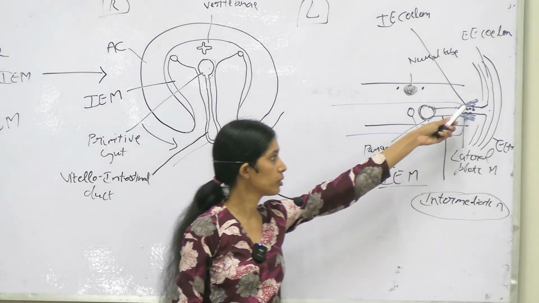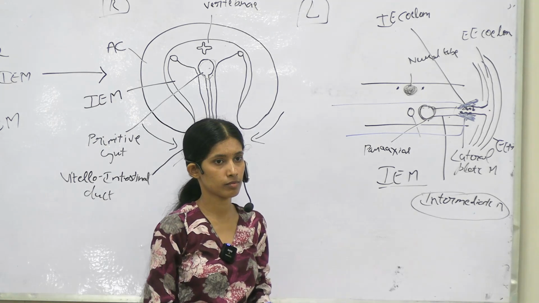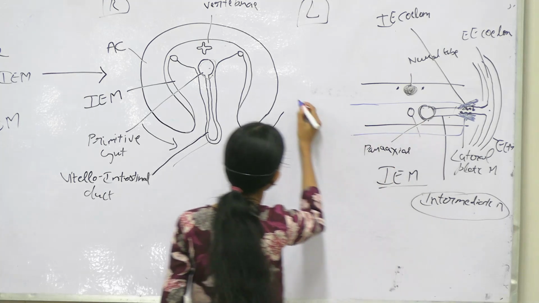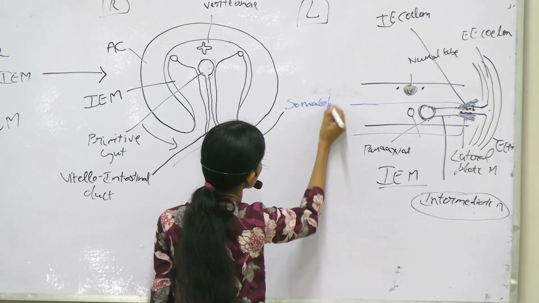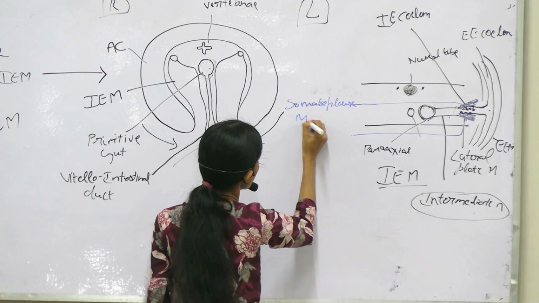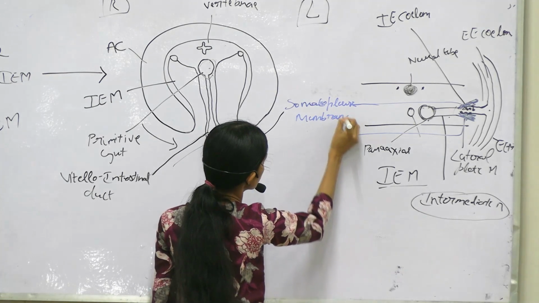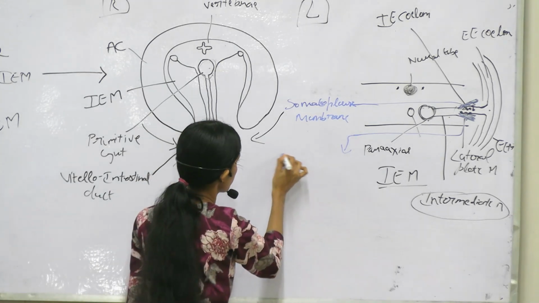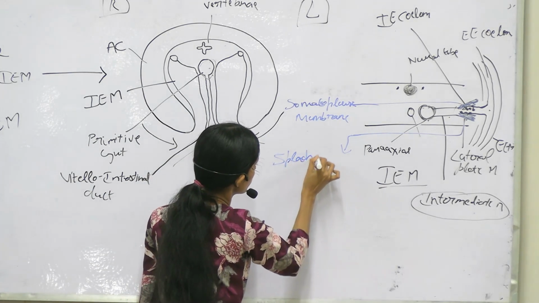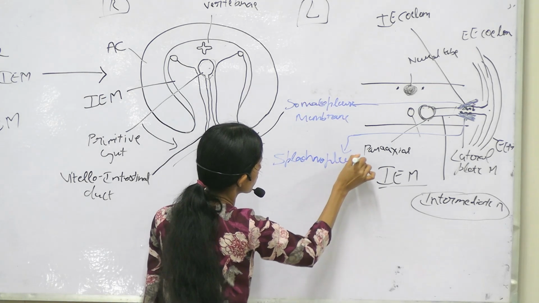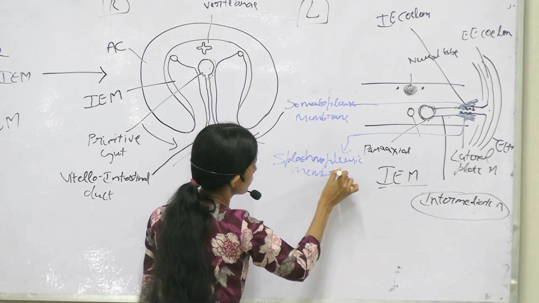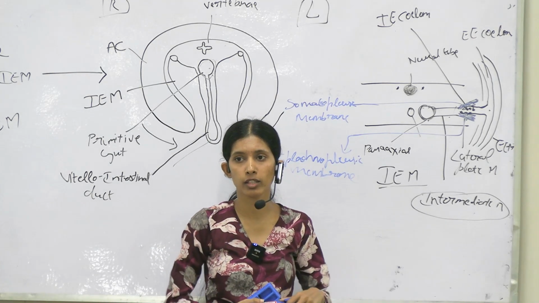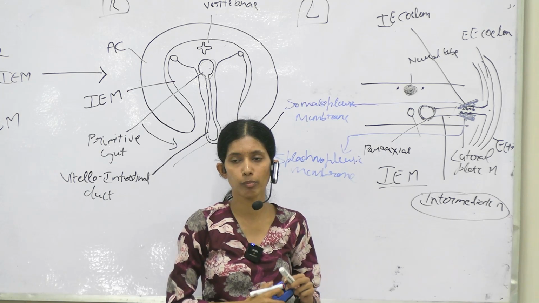What are these structures called? Above part is called somatopleuric membrane, and the lower part is called splanchnopleuric membrane. This is splanchnopleuric membrane. So, is it clear how your somatopleuric and splanchnopleuric membrane will develop in the embryo?